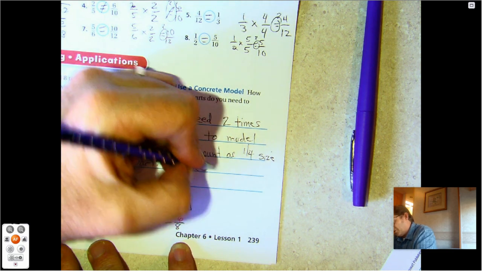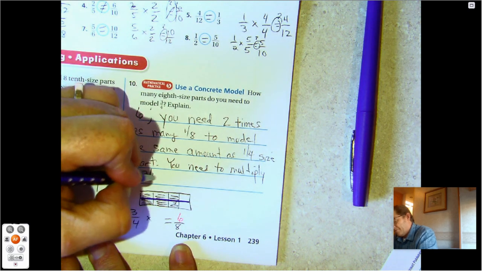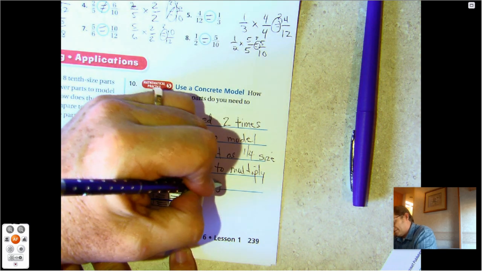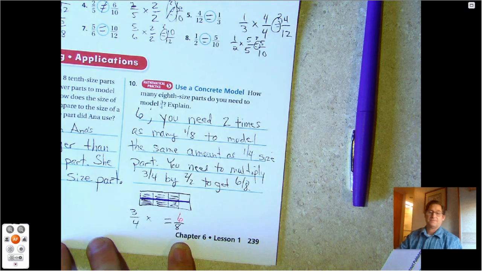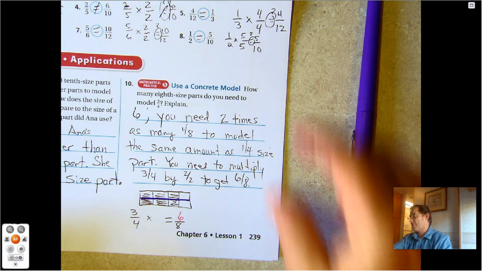You need to multiply 3/4 by 2 halves to get 6/8. So we need 2 times as many eighths to model the same amount as 1/4 size part. If we have 2/8, it would be equal to 1/4. So in order to model 3/4, an equivalent fraction, we'd have to multiply the numerator and denominator by 2 halves, and that would give us 6/8. All right.